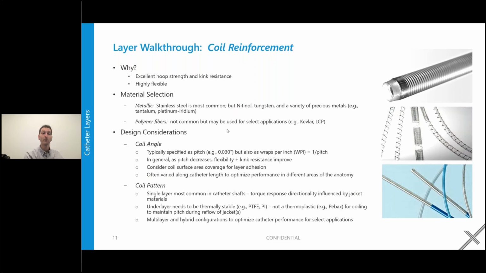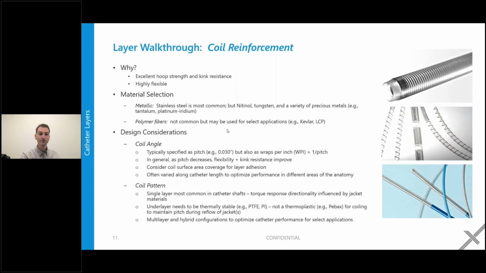In general, as the pitch goes down, so as the wires get closer and closer together, the flexibility gets worse because the wires start to run into each other when they flex. But the kink resistance goes up because you have higher density of metal, harder to pinch all that metal down. And then vice versa, when you start increasing the pitch, moving the wires further and further apart, you're going to get better flexibility, but your kink resistance goes down.